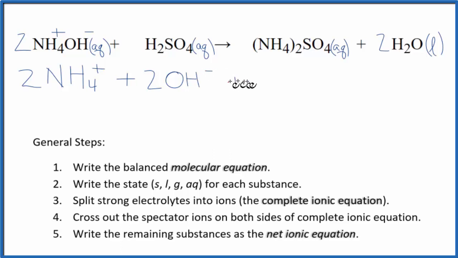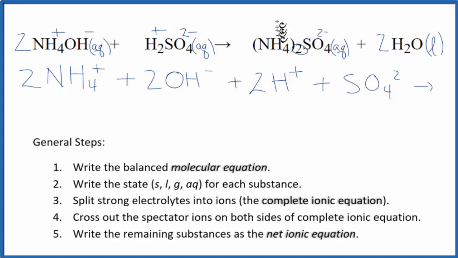For the sulfuric acid, we have hydrogen, group 1 on the periodic table, 1 plus, and the entire sulfate ion, that polyatomic ion, is always 2 minus. 2 hydrogen ions, and then just the 1 sulfate. So these are the reactants in our net ionic equation. For the products, we have these as our ionic charges.